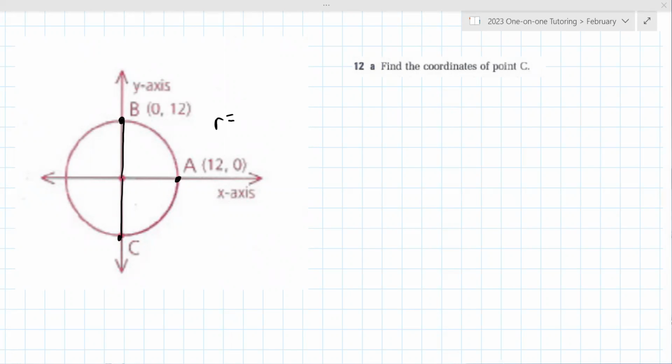It's the distance from the center out. Is it 12? Yes.